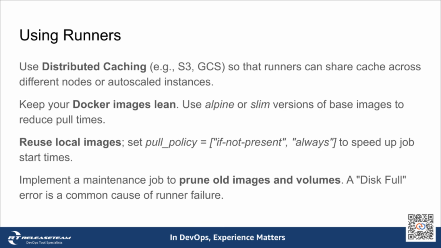For performance optimization, use an S3 compatible bucket for caching. This allows different runners to share the cache, significantly speeding up npm install or Maven compile steps across your fleet.